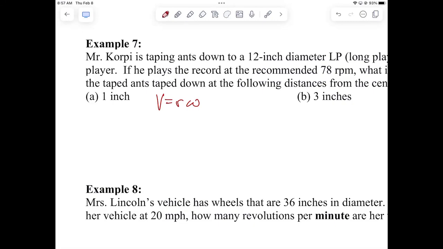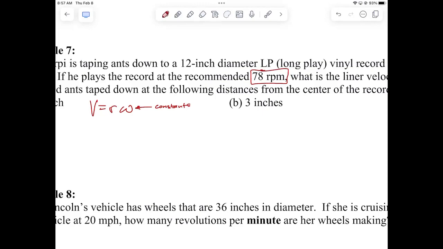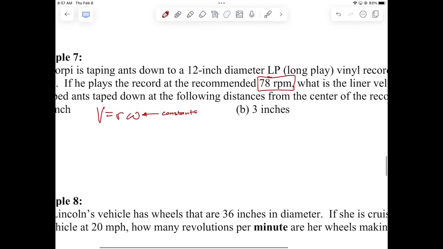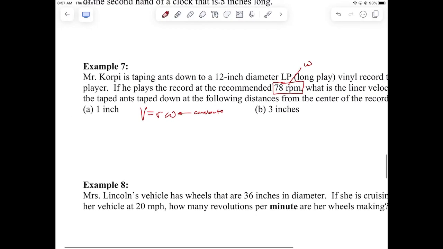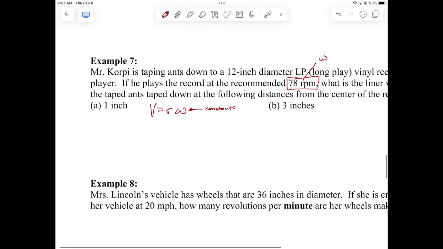Okay, so angular velocity in this case is going to be the same. This omega is going to be a constant in this problem. The record is spinning at a constant rate of 78 revolutions per minute. That's called your angular velocity. That's omega. So that doesn't change, but the linear velocity changes based upon how far they are from the center.